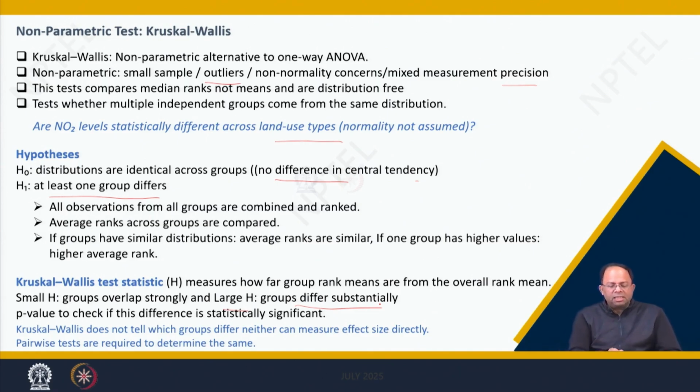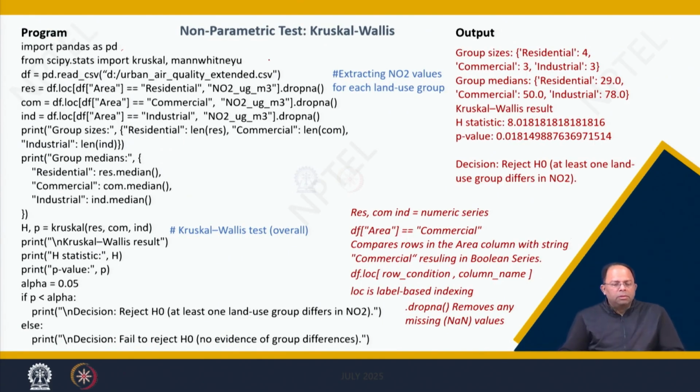So this test does not tell us which groups differ, neither can it measure effect size. For that we need a further test, a pairwise test, and we have another test for that as well. So in this particular slide, we are going to demonstrate the program for Kruskal-Wallis. We import pandas as pd, and from the scipy.stats library we import Kruskal-Wallis as well as the Mann-Whitney U-test, which we will do after this.